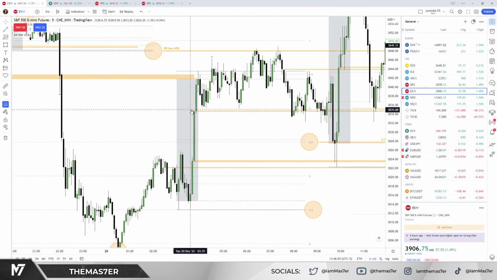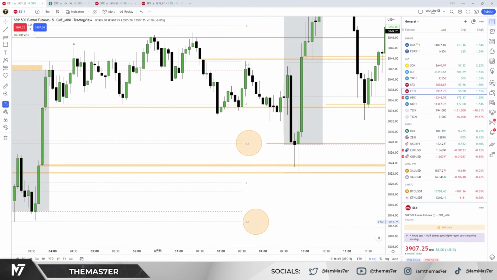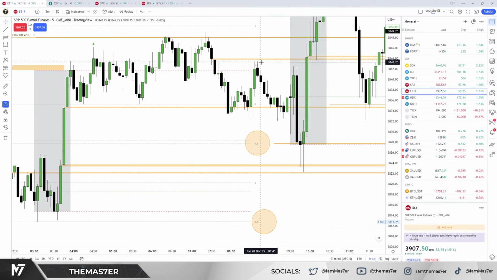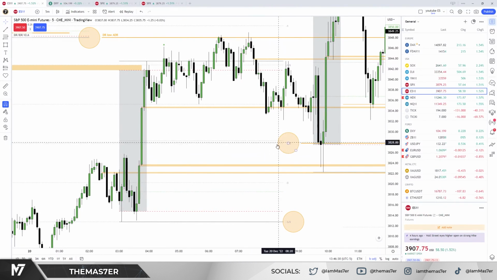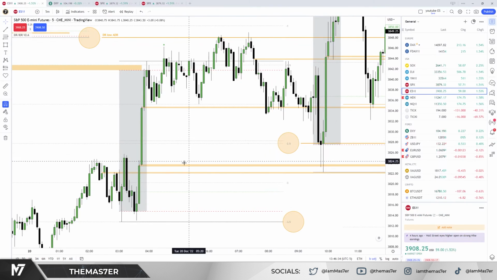We go down. Here is a volume imbalance. We take it, we stay above it, we go above. Where are we rejecting from? This is our DR high. Rejection, rejection. We go up and we go down. And what we see here? So here we have two things. We have the 2.5 standard deviation and the midline. We have a volume imbalance over here and we have a volume imbalance over here.